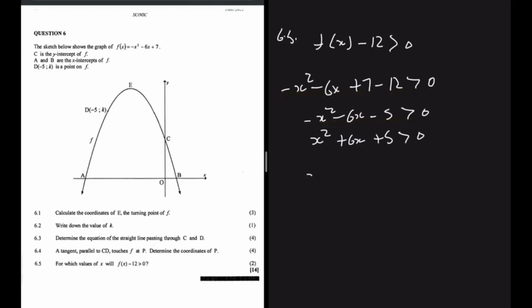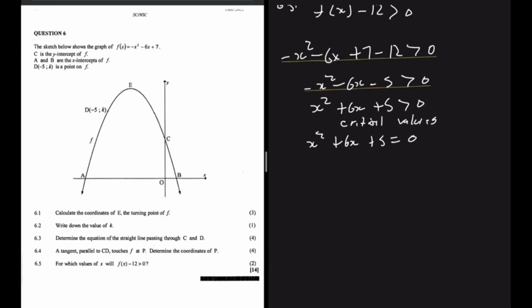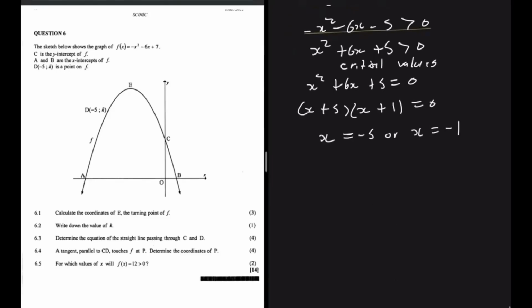And then okay, now we can say x squared plus 6x plus 5 equals 0. So here we can see we want our critical values, right? If we solve this, I'll explain why I'm doing this. Let's just solve it first. So if we factorize this, we're going to get x plus 5 multiplied by x plus 1 equals 0. So x equals minus 5 or x equals minus 1. And then we know that our critical values are minus 5 and minus 1.